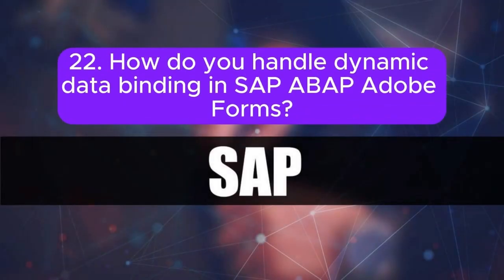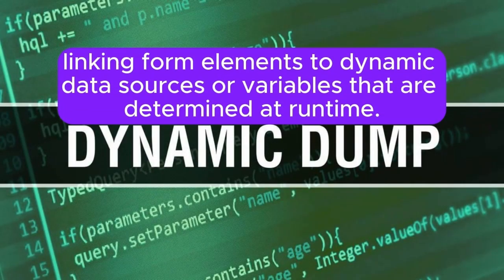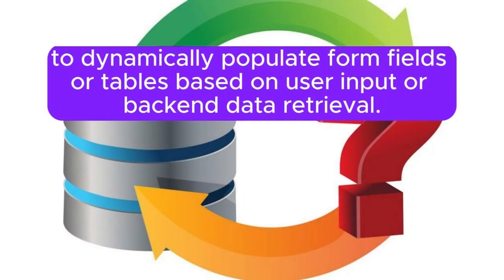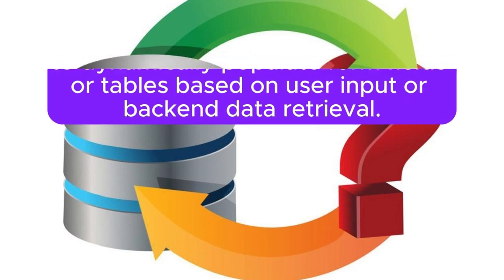How do you handle dynamic data binding in SAP ABAP Adobe Forms? Answer: dynamic data binding in SAP ABAP Adobe Forms involves linking form elements to dynamic data sources or variables that are determined at runtime. This can be achieved using scripting languages such as JavaScript to dynamically populate form fields or tables based on user input or backend data retrieval.